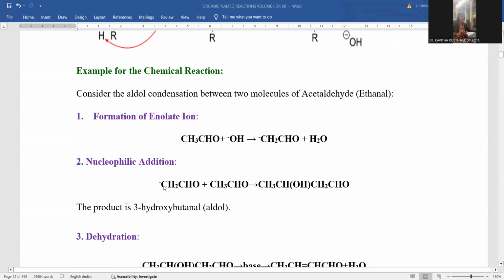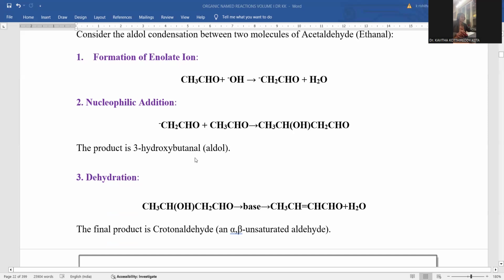In continuation, this carbanion is able to bind with another mole of aldehyde, so that the carbanion bonds to the carbonyl carbon, giving rise to a beta-hydroxyaldehyde, which is 3-hydroxybutanal, as the final product. In general, you can designate this compound as aldol. This compound is said to be aldol.